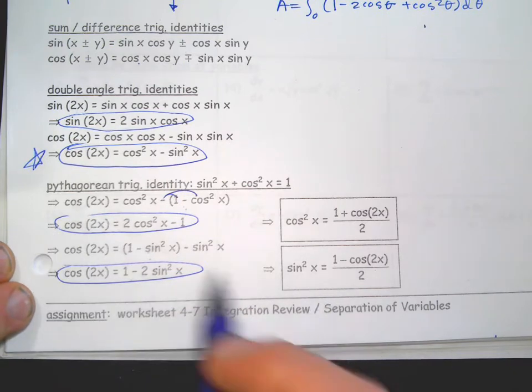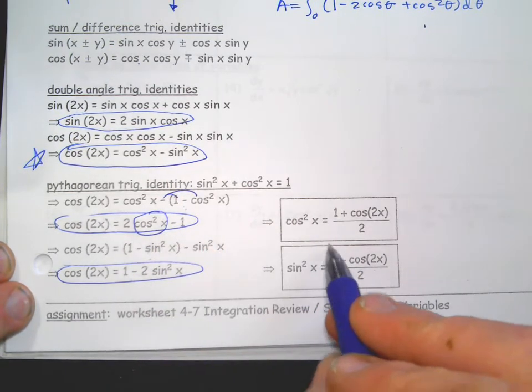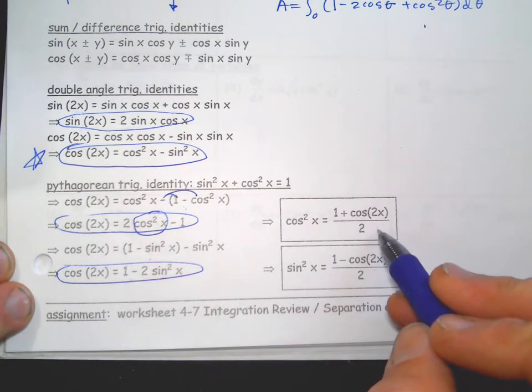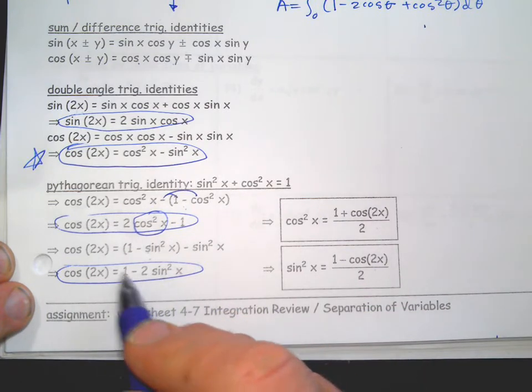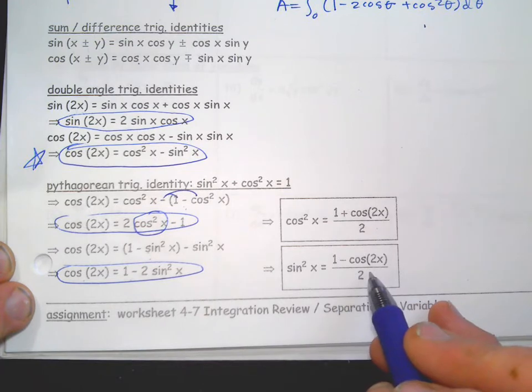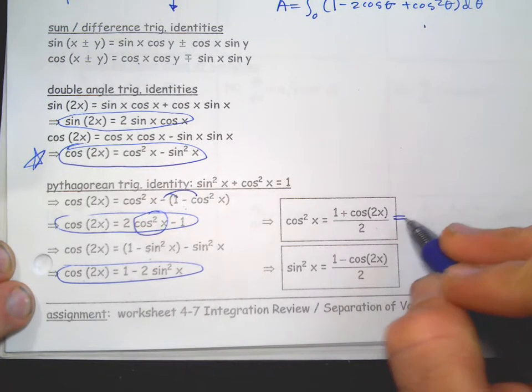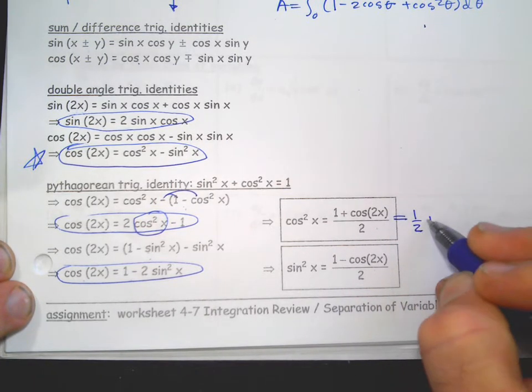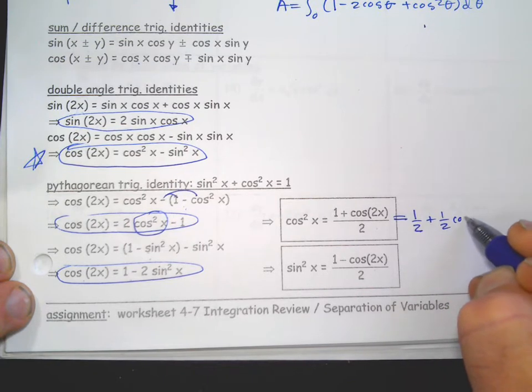And then what you're going to do is solve for cosine squared. So you're going to add 1 and divide by 2. In this case, you're going to subtract 1 and divide by -2. Okay, and this is what you get. Now, I'll probably always write them like this.